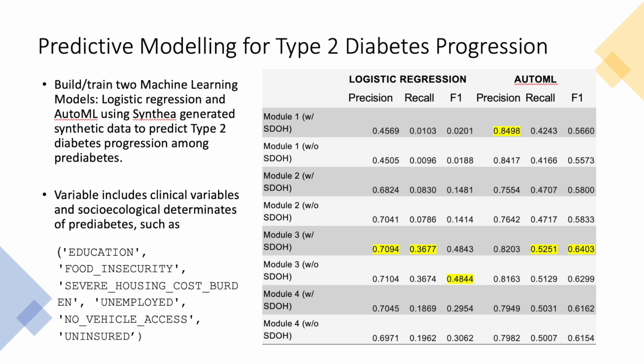The last component of our solution is to explore the applicability of training machine learning models using Synthea-generated synthetic data. We built and trained 2 machine learning models. Variables in the model include demographic information, clinical variables, as well as SDOH factors such as education, food insecurity, housing status, employment status, and if a person has access to vehicles.